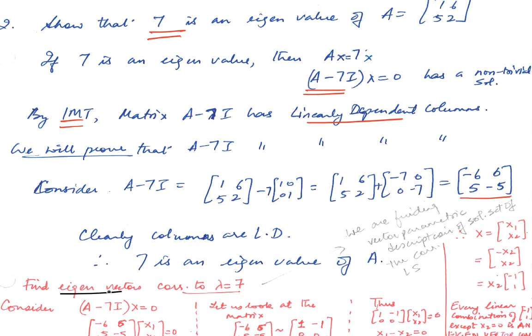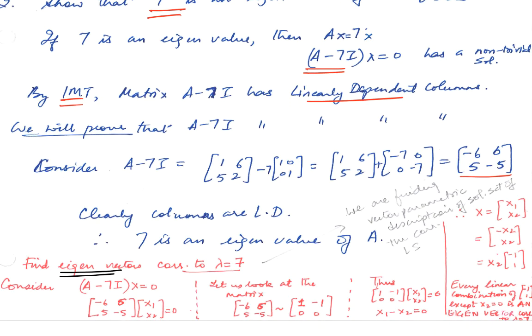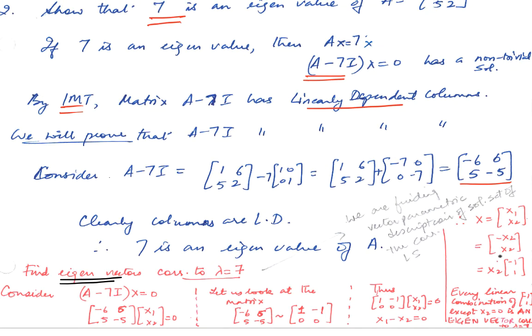Okay, now let's go back to the same way we started with A minus 7I x. When you look at this one, A minus 7I x equals 0. Just plug it in. Let's look at this matrix. You know what we're basically doing? We are writing the solution of this homogeneous equation in the parametric vector form. That's what we are going to do.